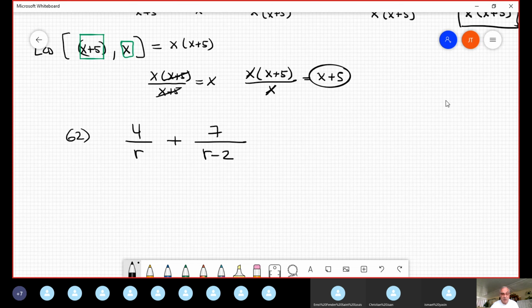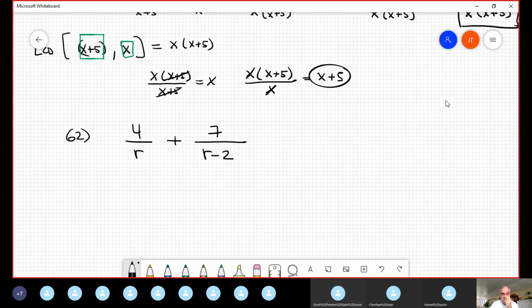Okay. Step number 1, find the least common denominator. What is the least common denominator in your opinion? Between R and R minus 2. R factor R minus 2. Exactly, because they are completely different factors and you take both.